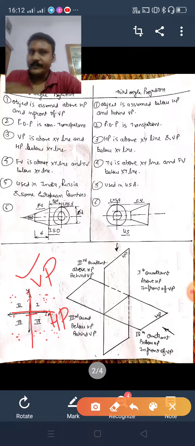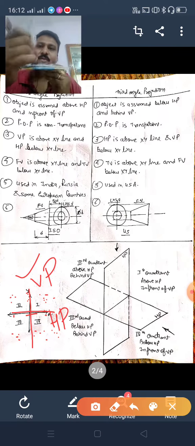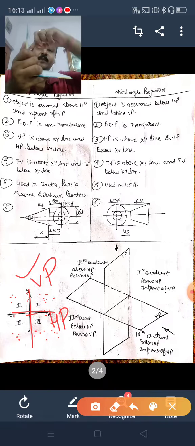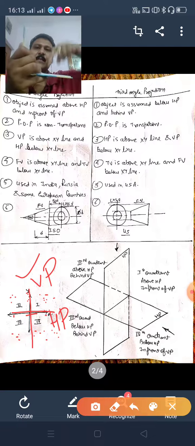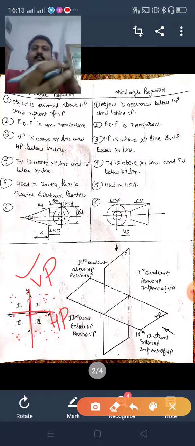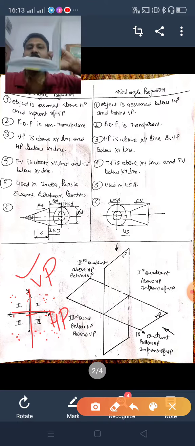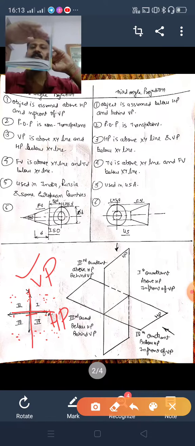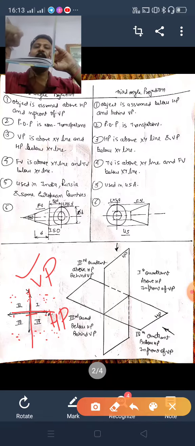See, this is the condition of the first quadrant. This is HP, this is VP. So this is the first quadrant, above HP and in front of VP. Now this is the second quadrant, this is HP, this is VP. So above HP, behind VP.